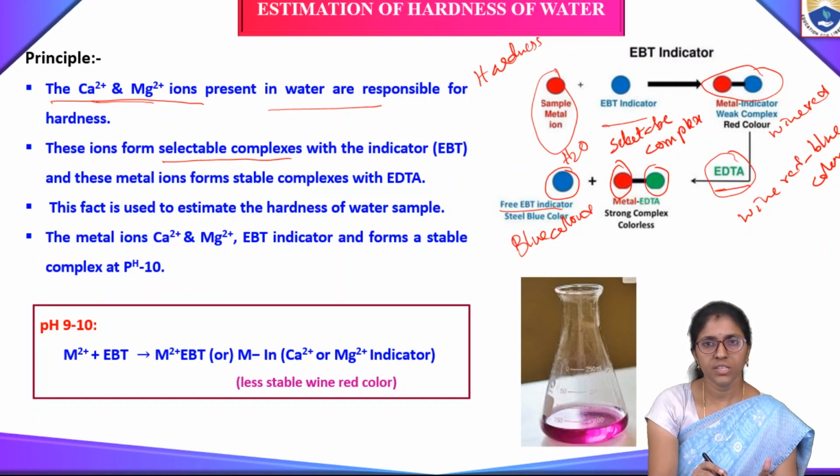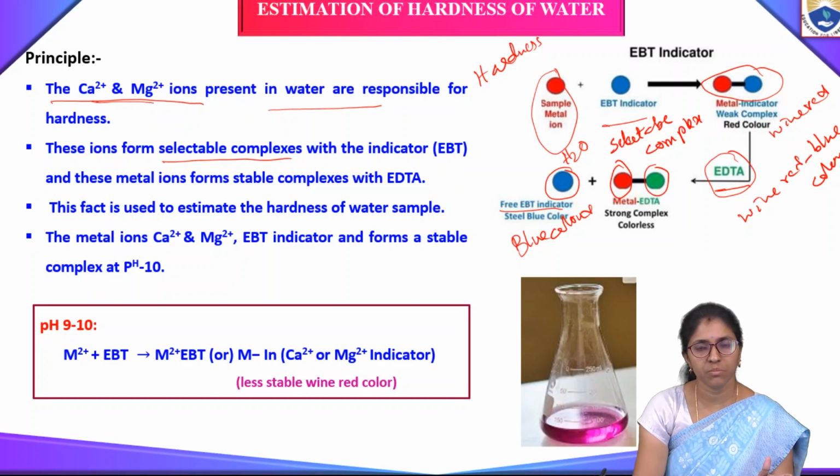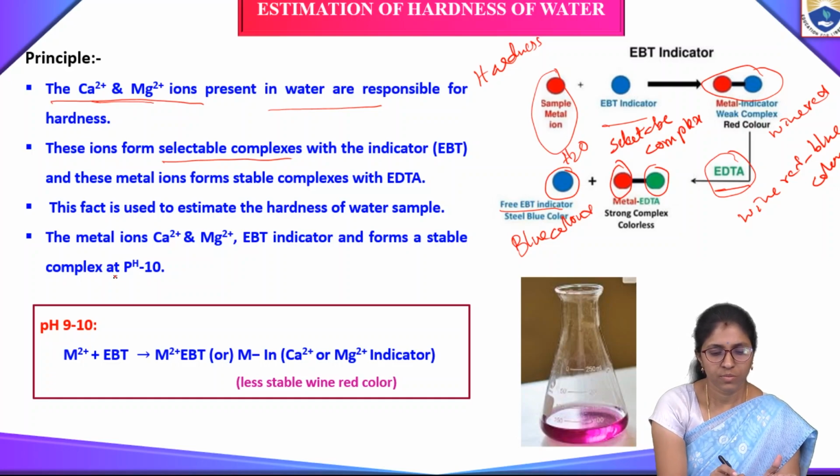In hard water, we have calcium plus 2 and magnesium plus 2. These first form a complex with the EBT indicator. After that, when we add EDTA, the EDTA forms a strong complex with the calcium plus 2 and magnesium plus 2 present in water, leaving the free EBT indicator.